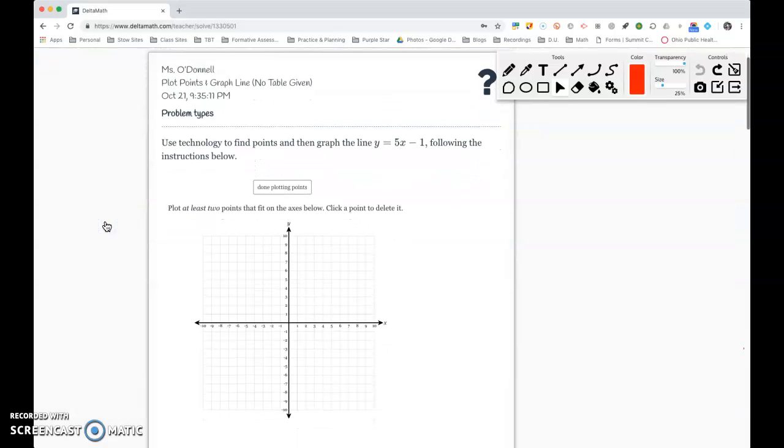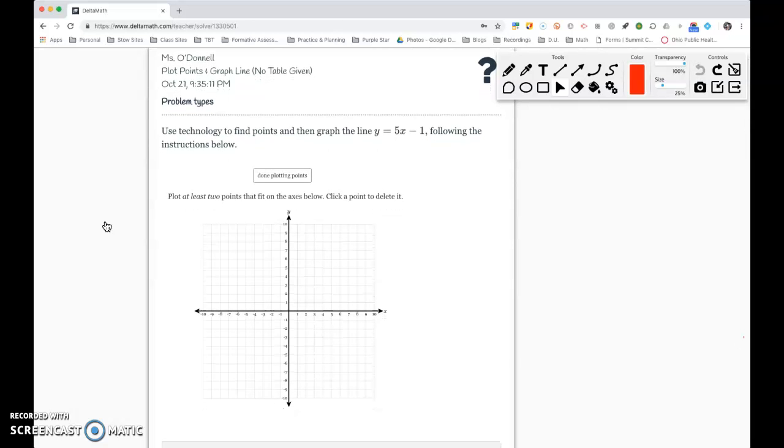First thing we always want to do whenever we get to a new problem is to read the directions, right? It says use technology. Whenever you see a direction that says use technology, what they're really telling you to do is to use a graphing calculator or some kind of graphing technology like Desmos, or another free graphing calculator. Okay, so use technology to find points and then graph the line y equals 5x minus 1 following instructions below.